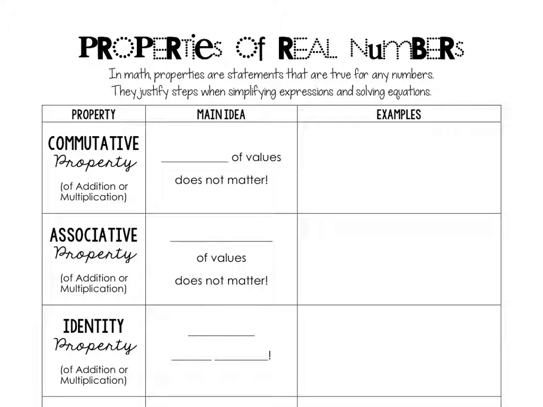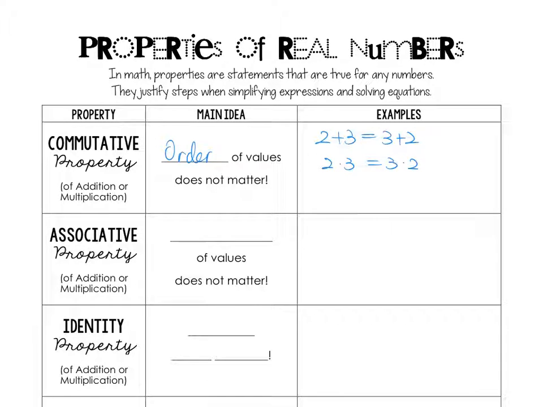So let's look at the first one, the commutative property of addition and multiplication. Basically, what it means is that when you add two numbers together, the order of the values does not matter. So in other words, 2 plus 3 equals 3 plus 2. They both come out to be 5. And 2 times 3 is 6, and if I reverse the order, 3 times 2 is the same.